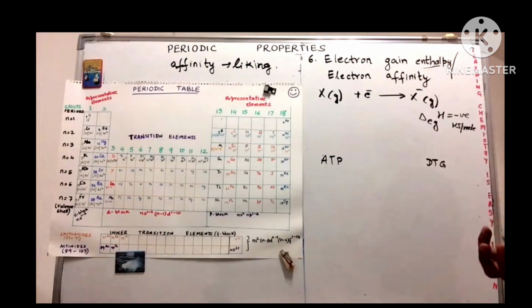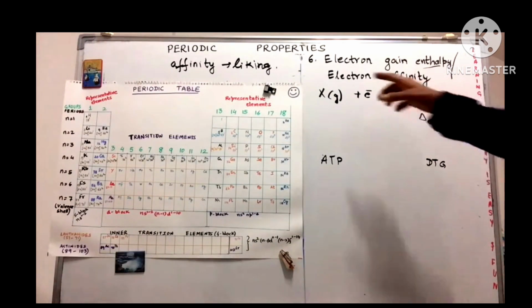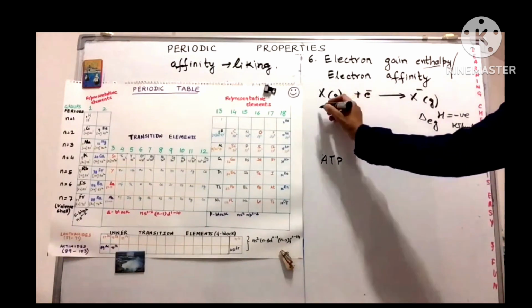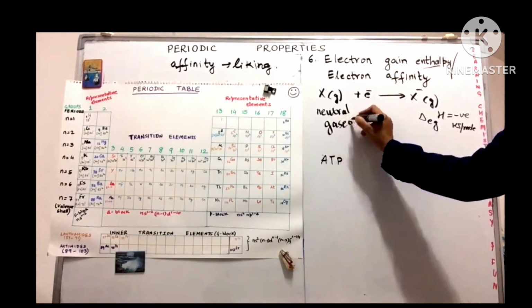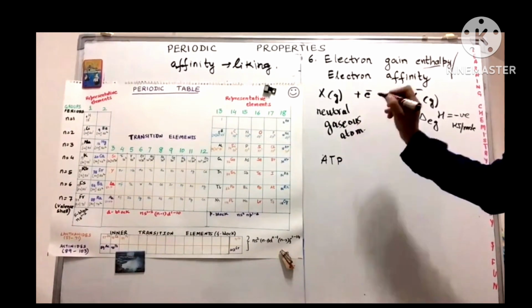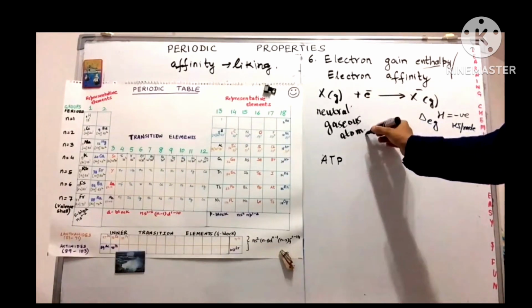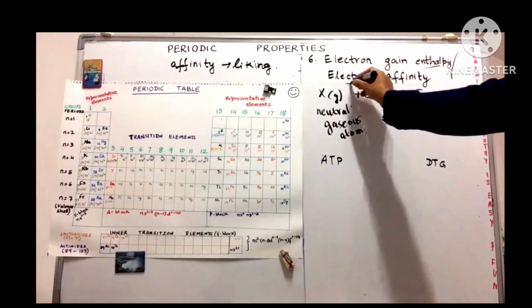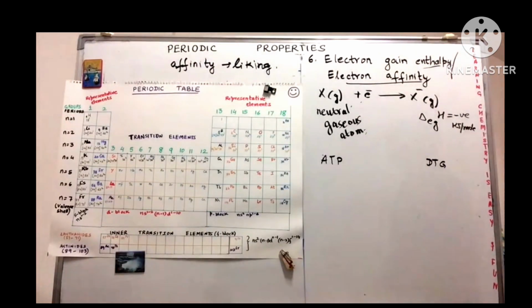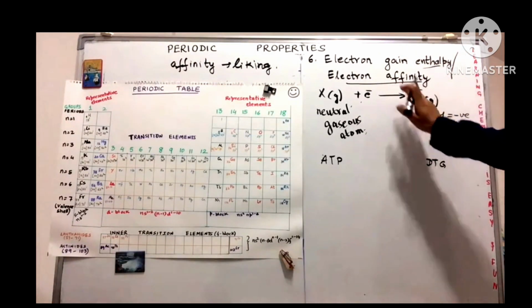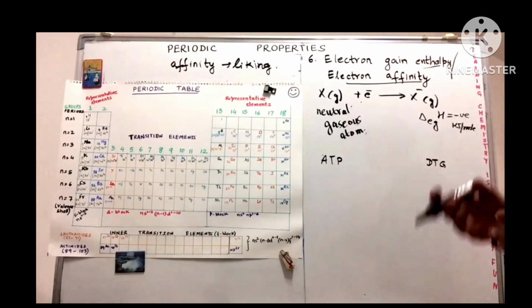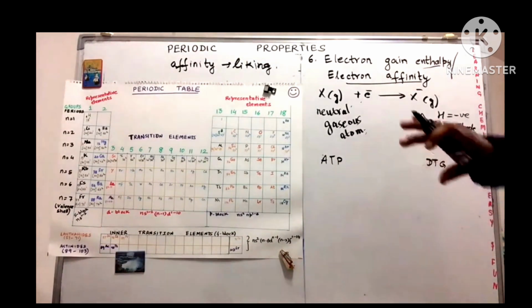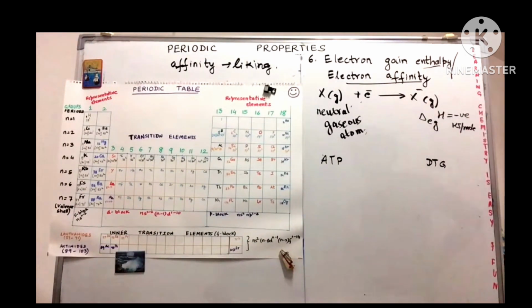How much does an atom want an electron? How easily is it for an atom? Now, what kind of an atom? Yes, neutral gaseous atom. How easily can a neutral gaseous atom acquire an electron is what is measured by electron affinity. Now when you add an electron, that means there is attraction between the protons and the electrons. Because of this attraction, the energy is released.